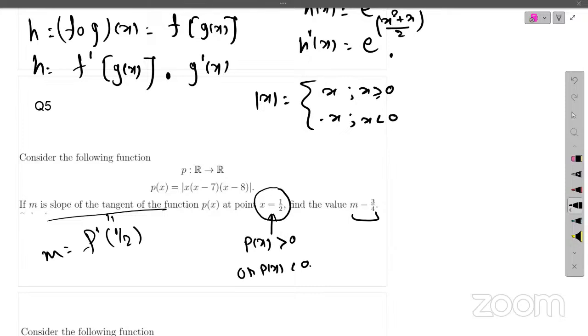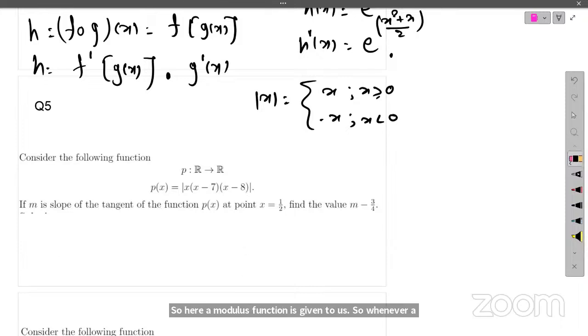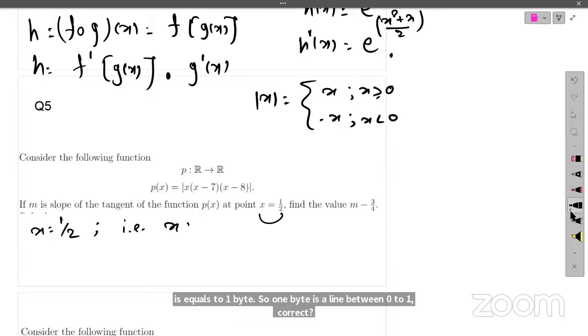Okay, so let's try to solve this question. Here a modulus function is given to us. Whenever a modulus is given, we have to figure out what expression it will take around our point. So here the point is x equals 1 by 2. So 1 by 2 is lying between 0 and 1, correct? That means x belongs to the open interval 0 to 1.